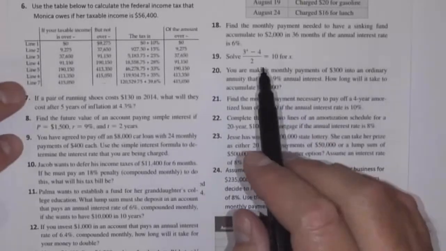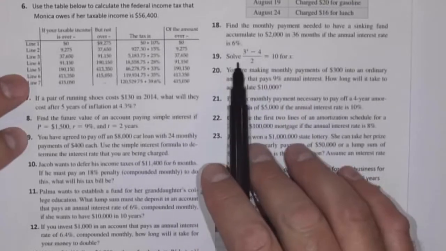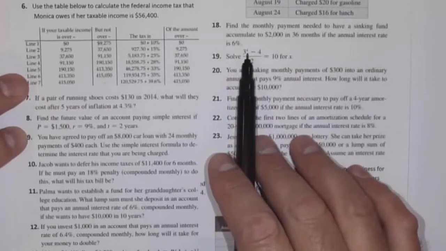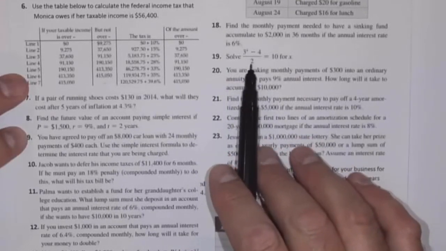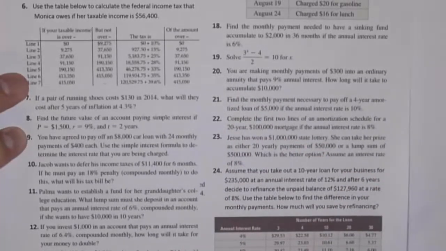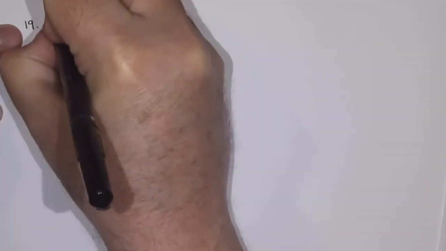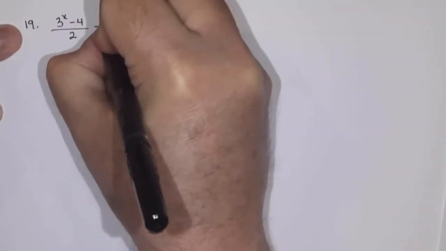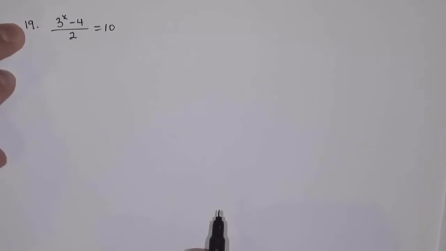So in this video, we're going to pick up with problem number 19. In problem number 19, we want to solve this equation: (3 raised to the x power minus 4) divided by 2 equals 10. We want to solve for x.